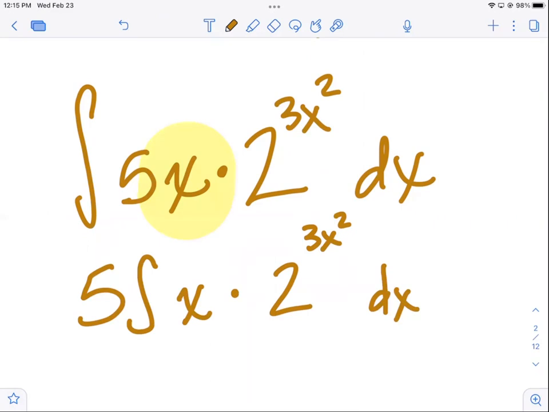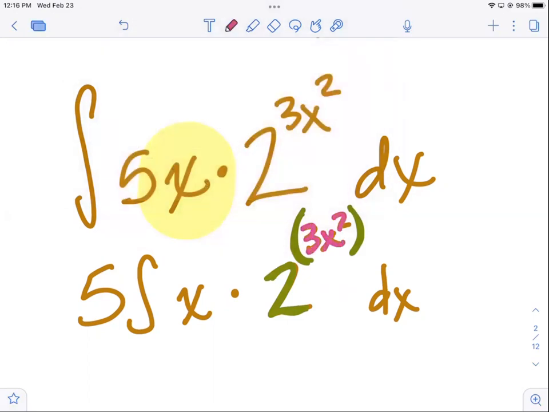It would be a good candidate for U-substitution, but whether we use it or not, we have to figure out what the outside function is. So the more complicated of the two factors is, of course, the second, 2 to the blob. That's our outside function, 2 to the blob. Therefore, the inside function, what we would call U, is 3x squared.